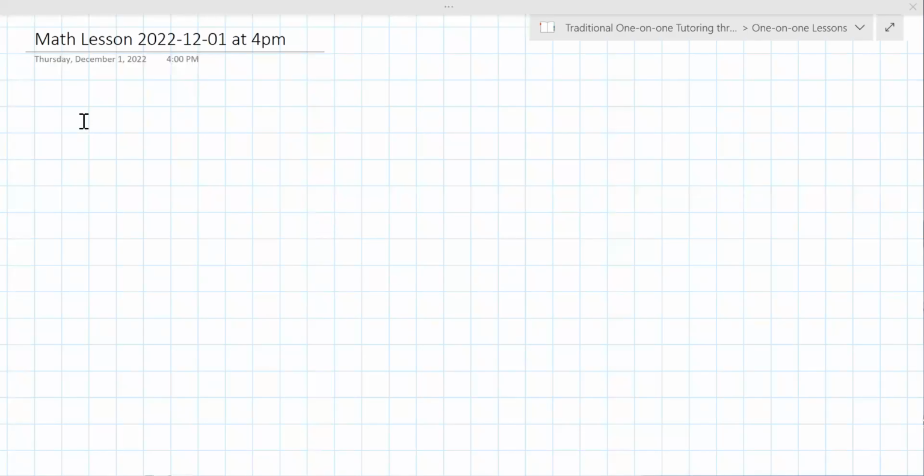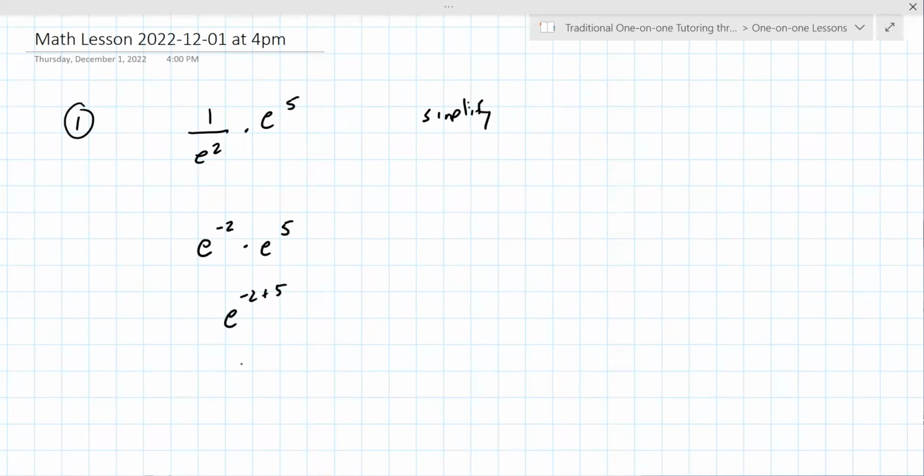Okay, so this is going to be a question like number one. I'll work through it first here. So let's say it's 1 over e squared times e to the fifth. And the instructions just say to simplify. There's a couple of ways to do this. Option one is to write this as e to the -2 times e to the 5. Whenever you have the bases that are the same, you add the exponents. So it would be e to the -2 plus 5, or e cubed.